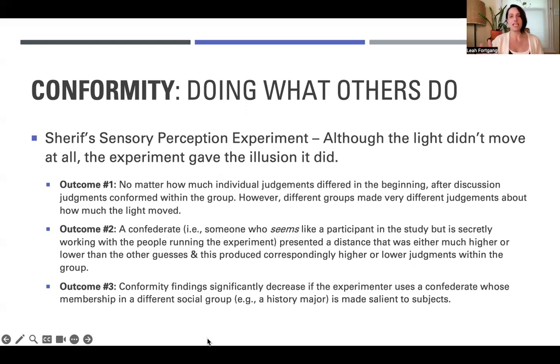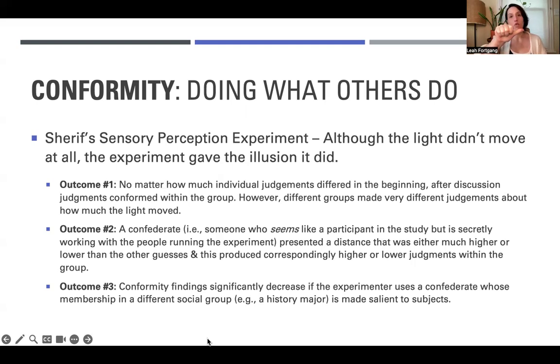And in this case, once we got to the point in the experiment where everybody was having a group discussion about their judgments concerning how much the light moved, the confederate would wait and see what the different judgments were. And then they would present a significantly higher or lower guess than what everybody else had said. So let's again say there are 5 people in this experiment, and person number 5 is the confederate.